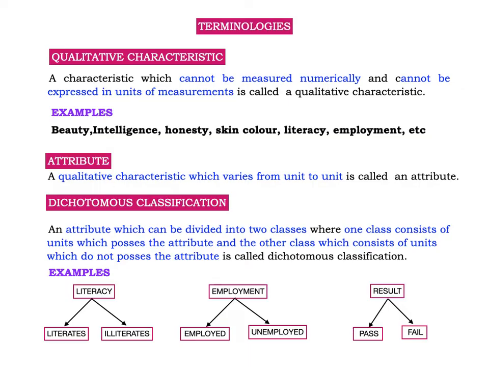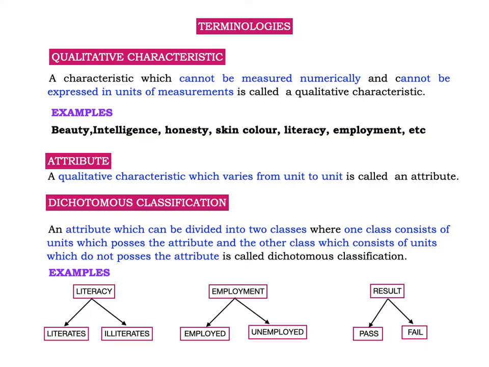Starting with certain important terminologies, the first one being qualitative characteristic. A characteristic which cannot be measured numerically and cannot be expressed in units of measurement is a qualitative characteristic. Examples are that of beauty, intelligence, honesty, skin color, literacy, employment, etc. An attribute is a qualitative characteristic which varies from unit to unit.